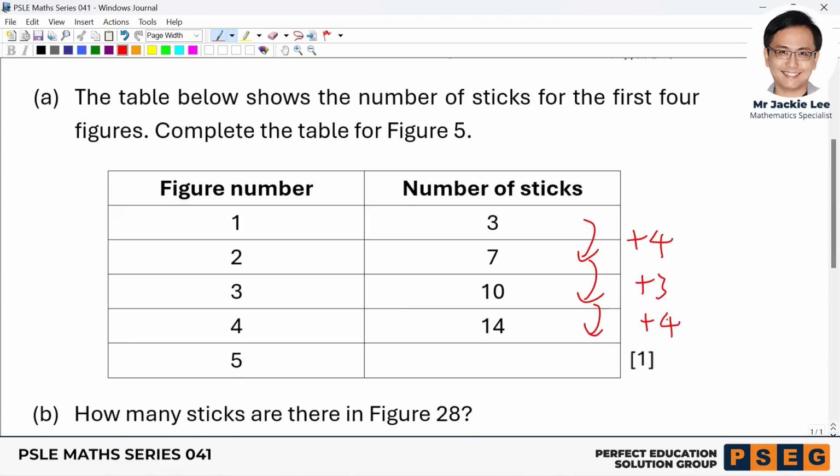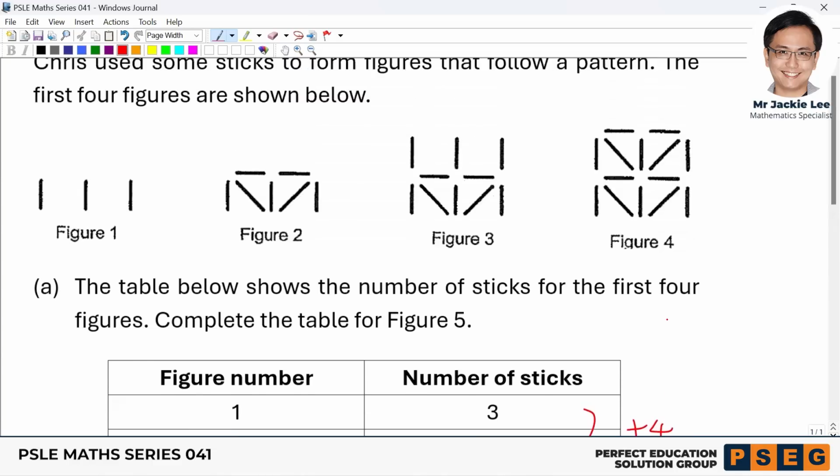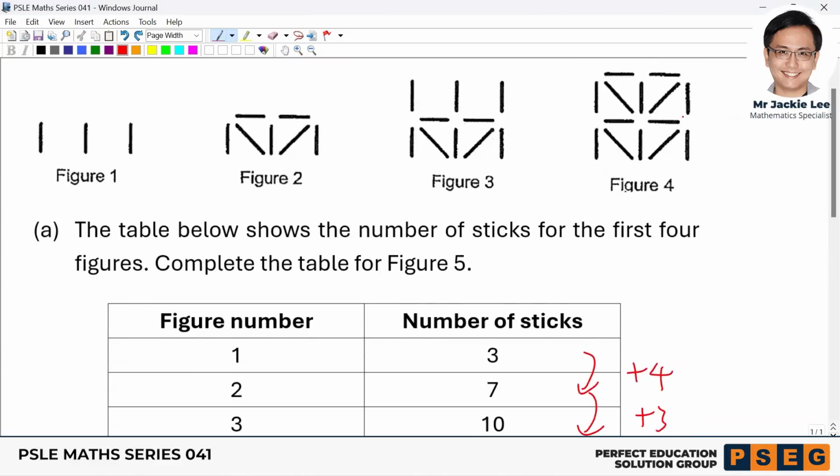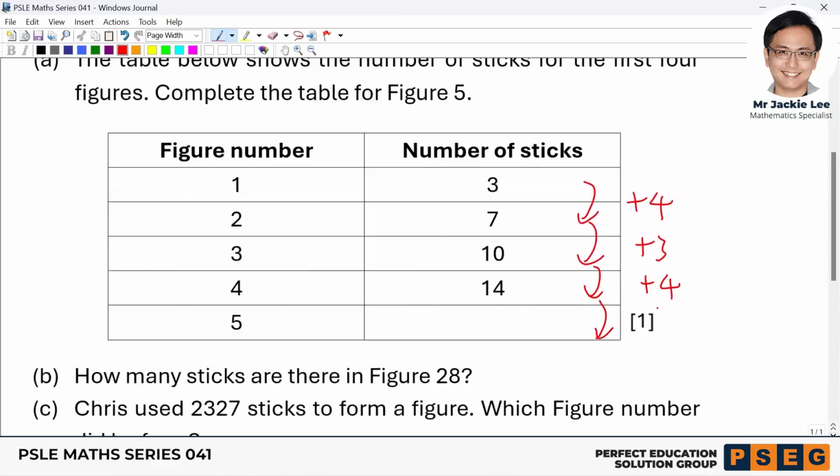Okay, and then for figure 5, we should add 3 sticks on top, right? So therefore, I think we'll plus 3 again. So we actually have this alternate plus 4, plus 3, plus 4, plus 3. Anyway, the answer for part A should be 17.